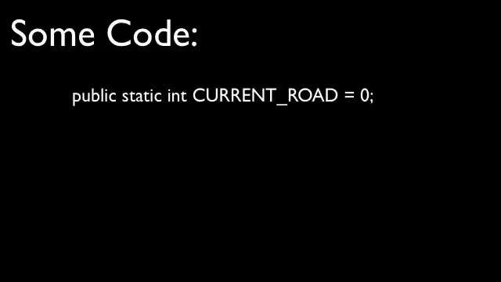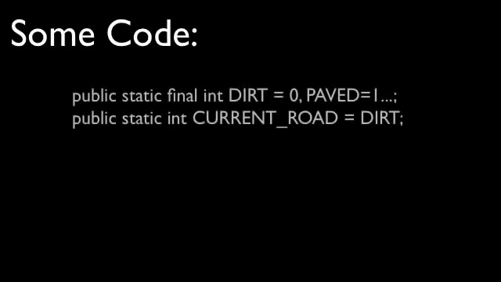So now we might have variables very similar to regular variables. We just add the word static. So public static int currentRoad = 0 means it might be a paved road, and that's what the current road is, and any car can check that value or change that value, and you'll see how in a second. But this is confusing. So instead, we're going to make public static final int DIRT = 0, PAVED = 1, and then we're going to set currentRoad equal to DIRT.